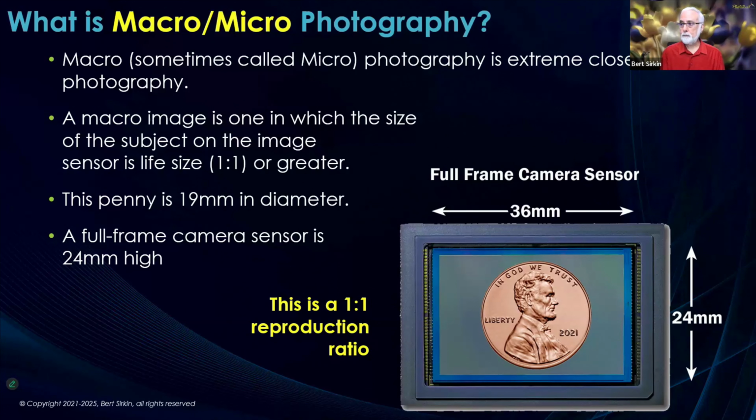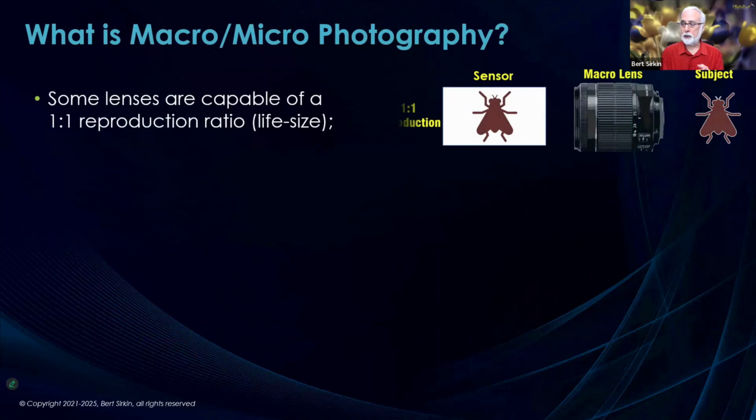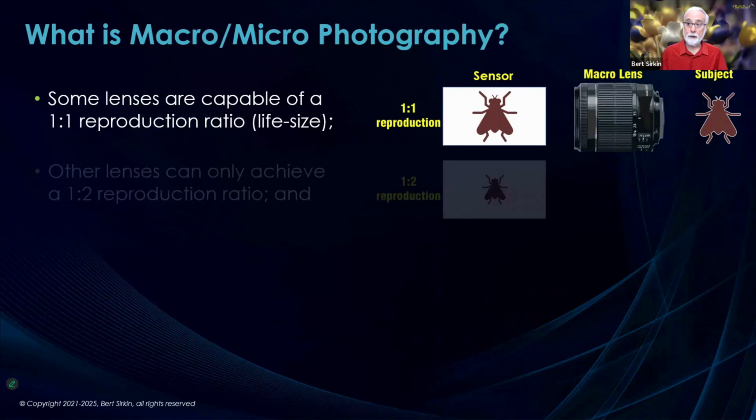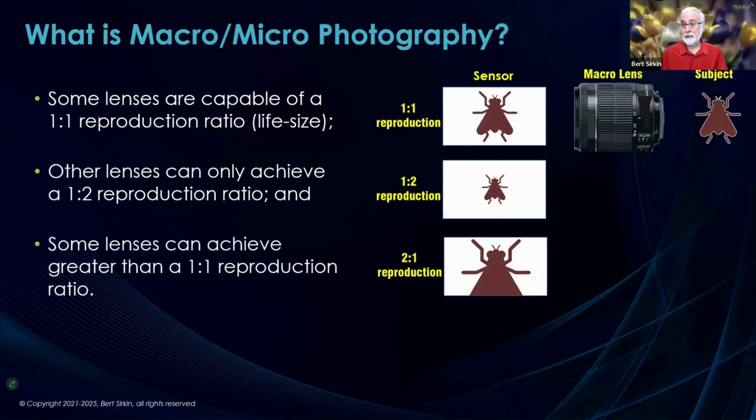So, some lenses are capable of this 1:1 reproduction ratio. We call those macro, or in Nikon's case, micro lenses. And this is where the subject is reproduced life-size on the camera sensor. Other lenses can only reproduce 1:2, meaning the subject is half-size. And some other lenses can actually go higher than 1:1. In this case, this is a 2:1 reproduction ratio.